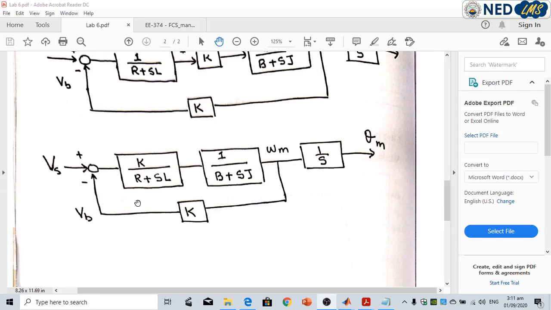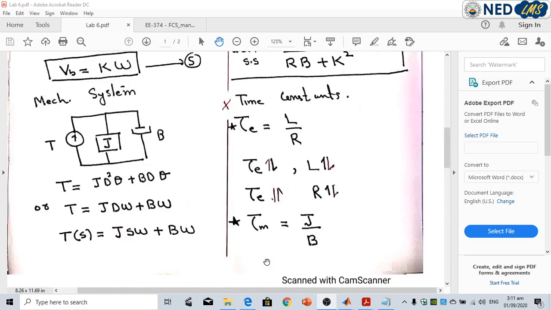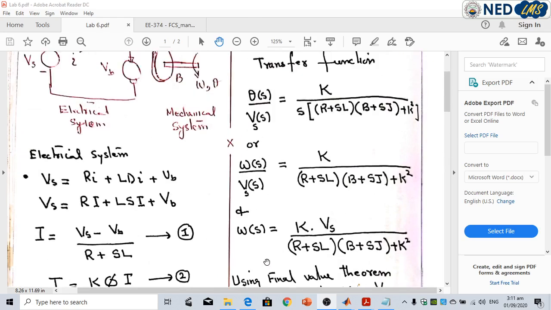Once again, come back to the supporting PDF document of lab 6. In this block diagram, one outcome is theta m and the other outcome is omega m. The input is Vs. From this diagram, we are able to write down its transfer function using the block diagram reduction technique or by using SFG, as we have discussed earlier in video number 23.